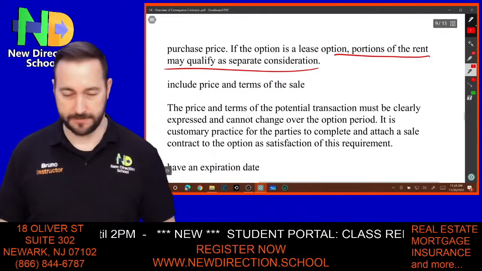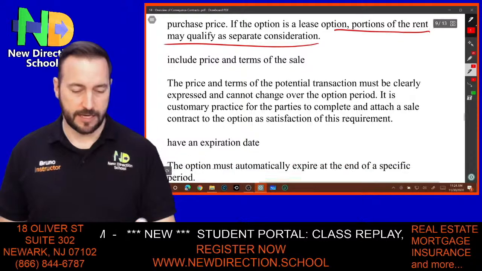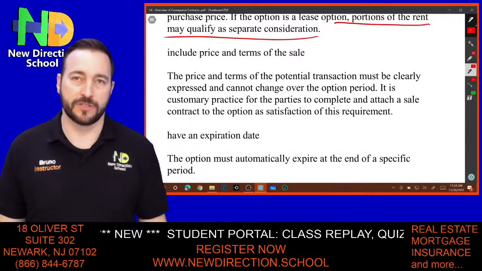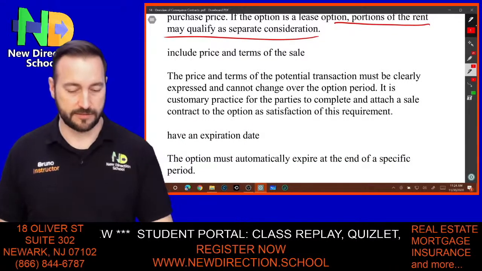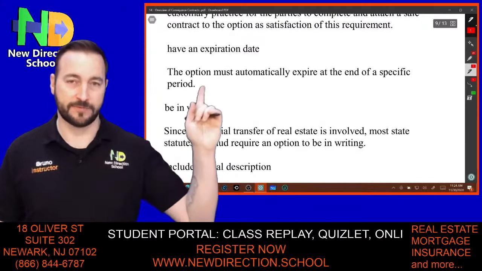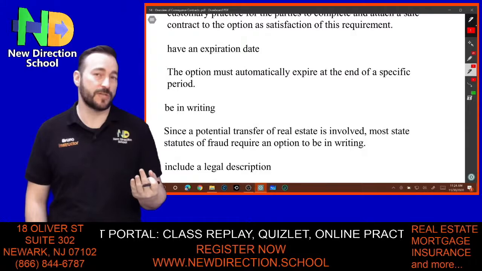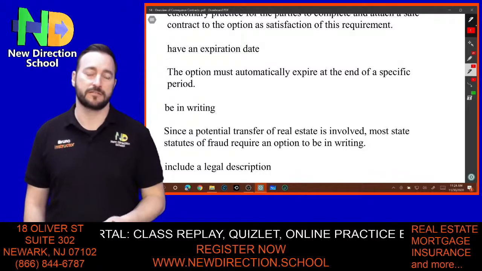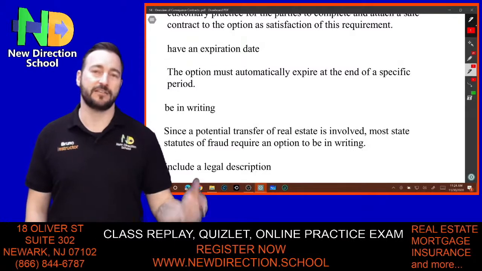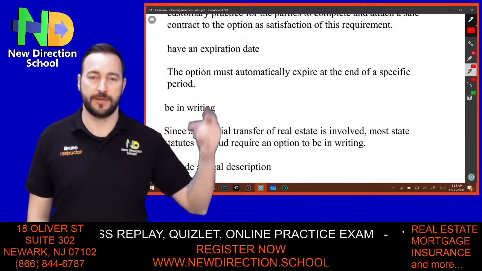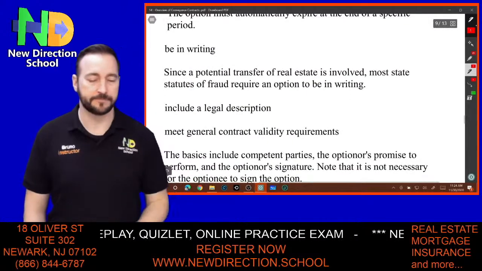All right, this option must include, because it's a purchase agreement, the price and sales terms, and have an expiration date, meaning it's valid for 3 years, just like a car lease. It's a 3-year lease. You rent for 3 years, but at the end of 3 years, you've got to make a decision. Same thing. It must be in writing.